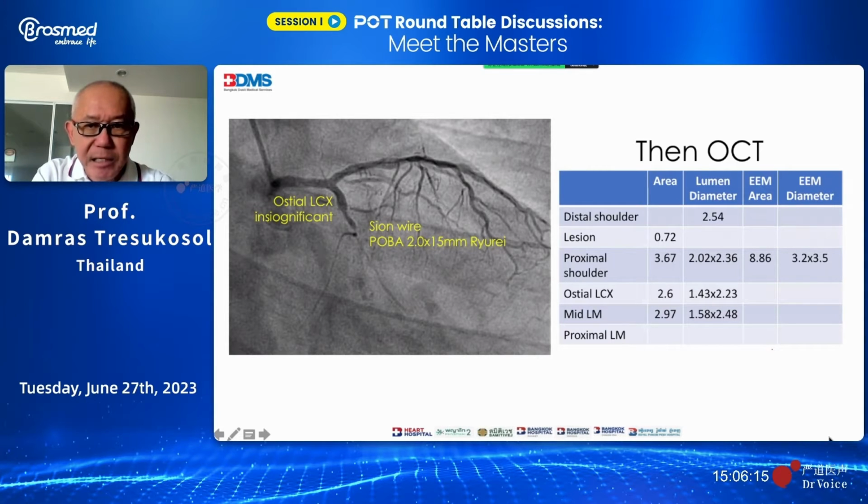And this is the OCT finding. The lumen diameter of the shoulder is 2.5. The proximal shoulder is around 2.2 by 2.36, and the area is 3.67. The ostial circumflex area seems to be small, 2.6, compared to the angiogram, which looked not significant. And again, mid left main area is only 2.97, which we cannot see clearly on this image. And this is the EEM area and EEM diameter.